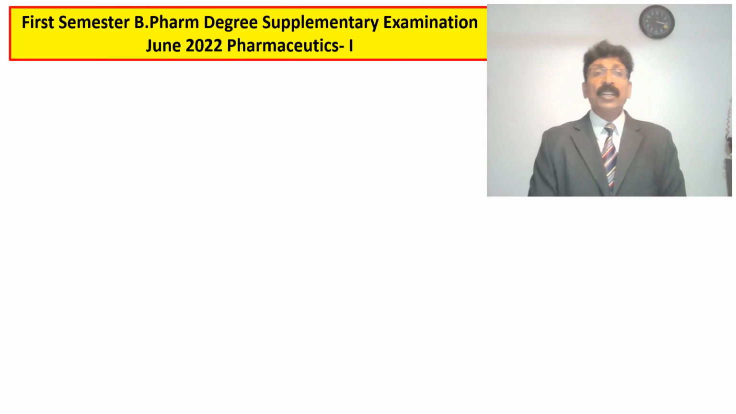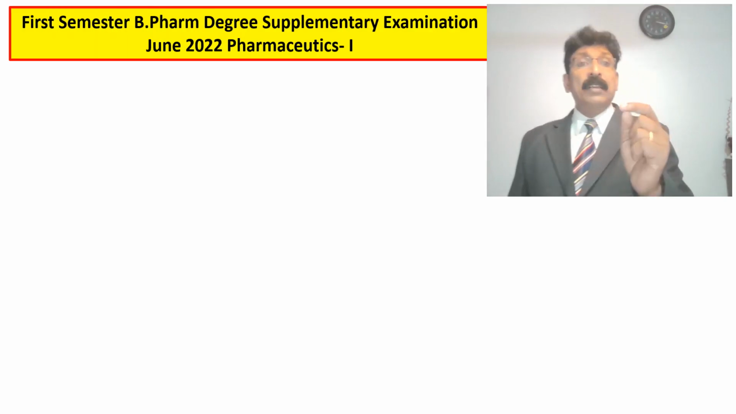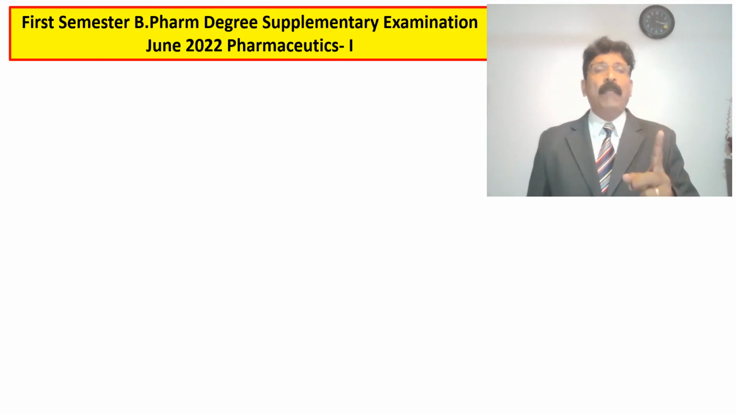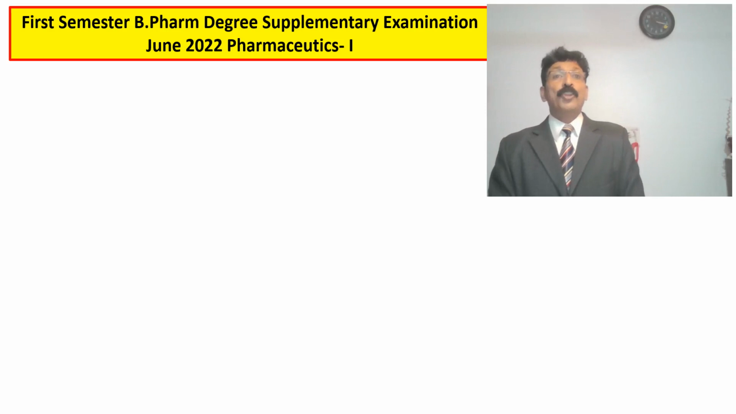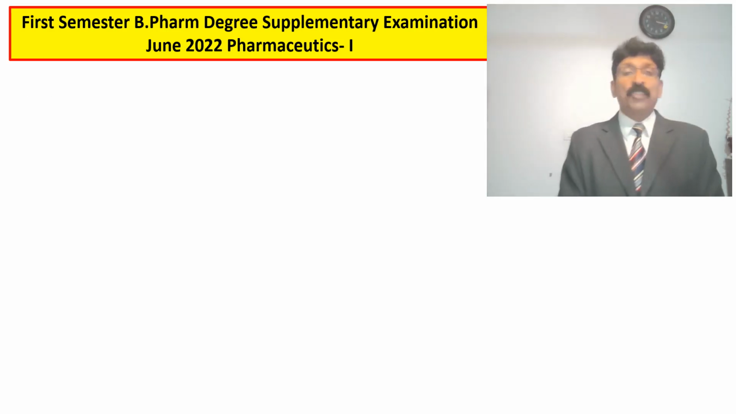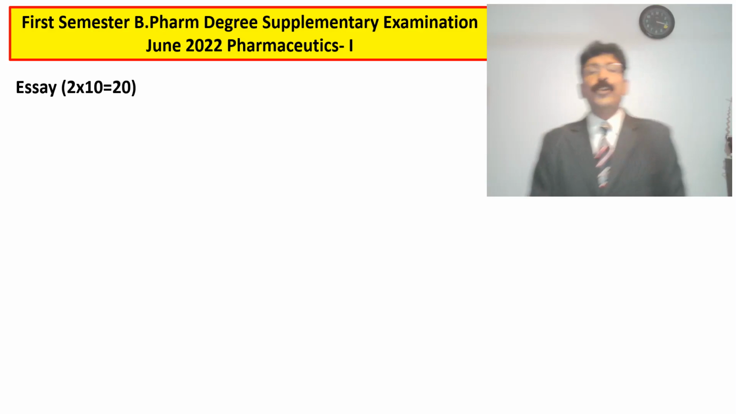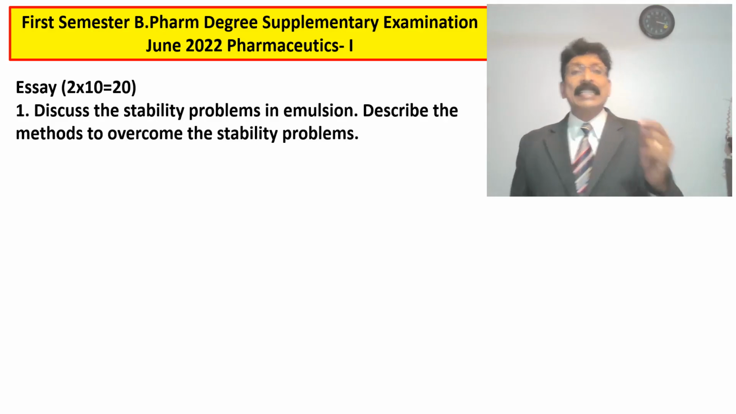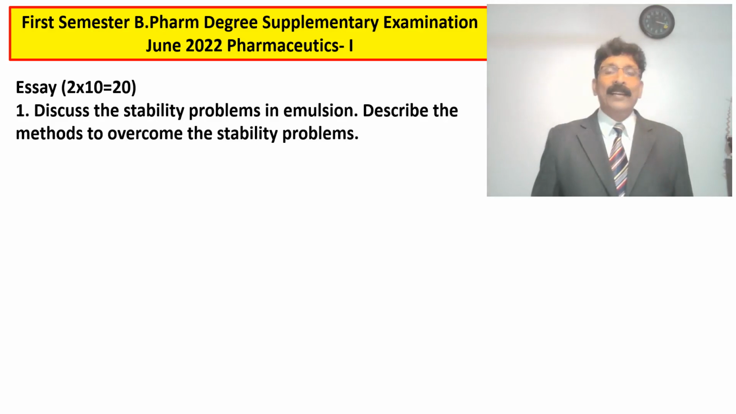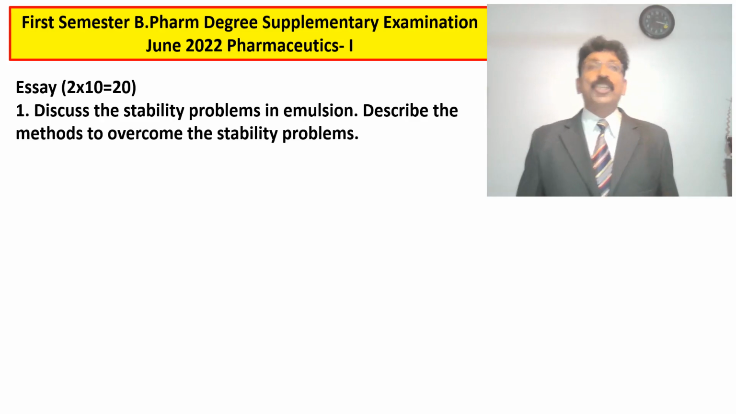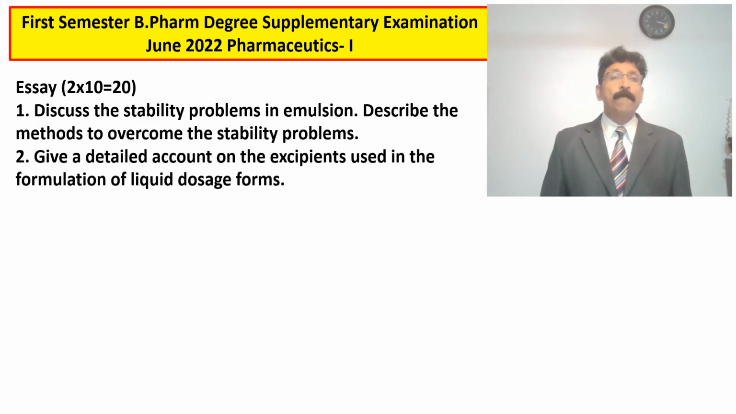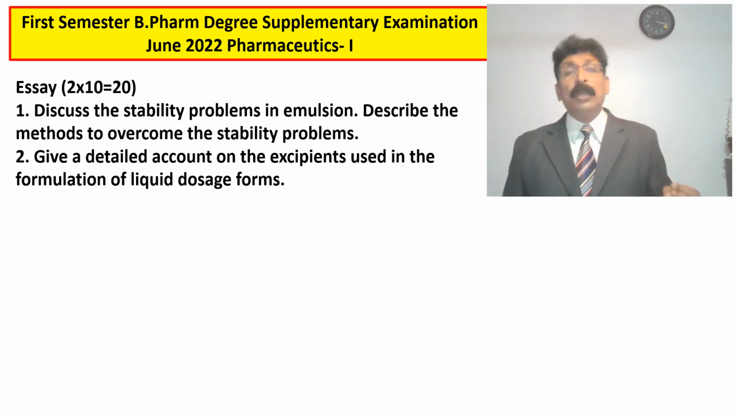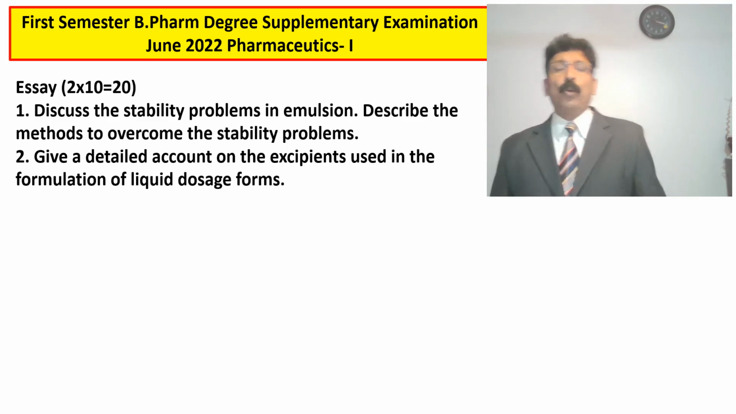First year semester B Pharm student degree, supplementary exam and regular exam also, you can see June 2022's Pharmaceutics 1. The essay question, 2 questions they have asked. Discuss the stability problem in emulsion. Describe the methods to overcome the stability problems. And the next 10 mark question: give a detailed account on the excipients used in formulation of liquid dosage forms.